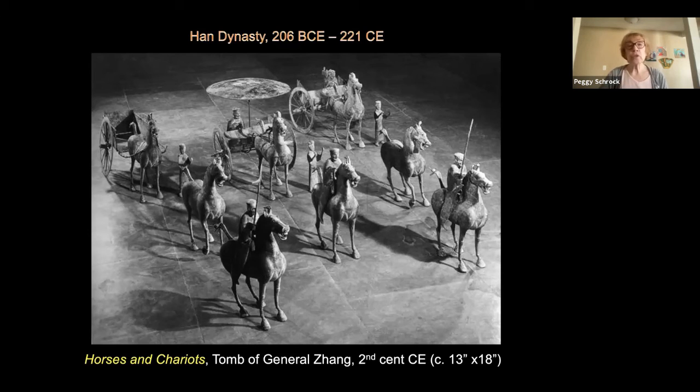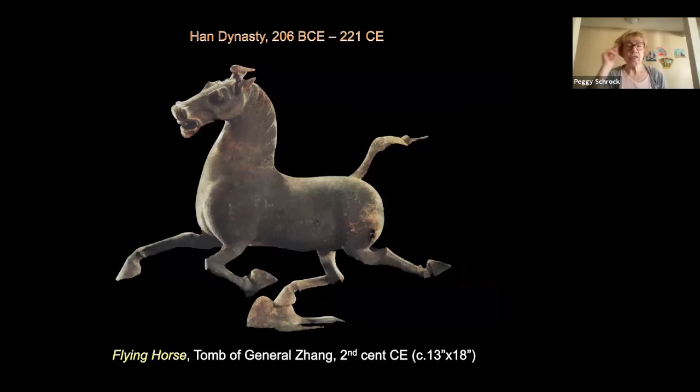He traveled throughout Asia, not just in China, but throughout Asia, looking for horses. He was a horse breeder, and he brought back a new breed of horses, a sort of light fleet horse, not a big heavy horse. And in fact, I will show you, this is actually one of the most famous pieces of all Chinese art, the flying horse from the tomb of General Zhang. And this is the new breed that he brought back.